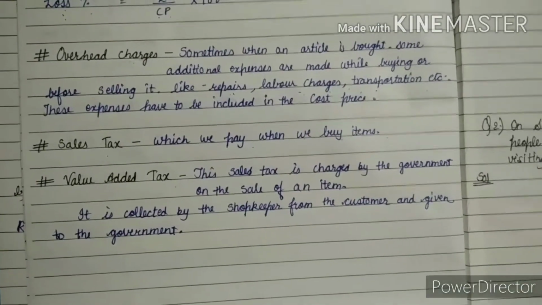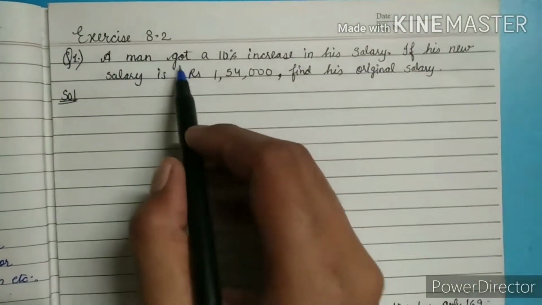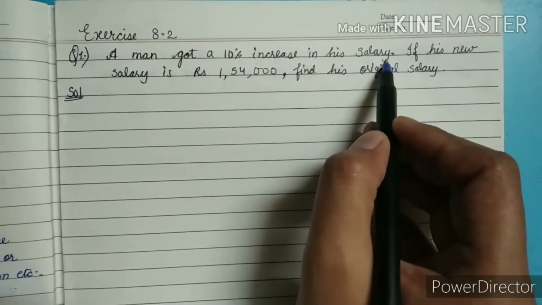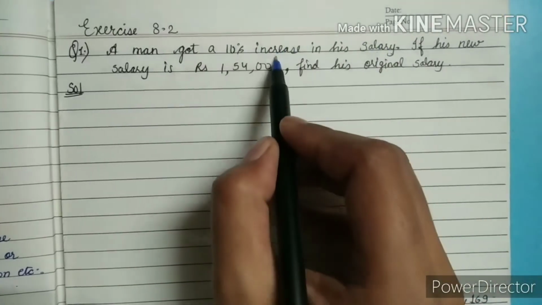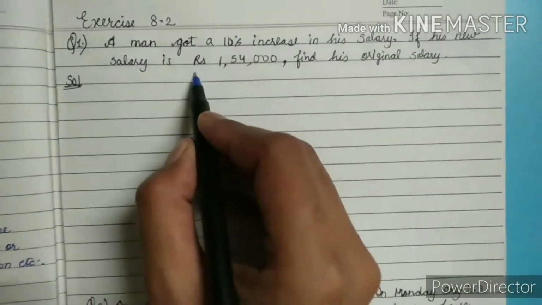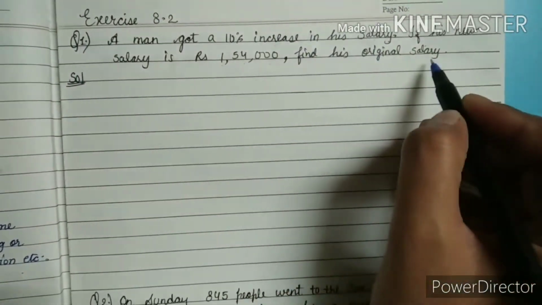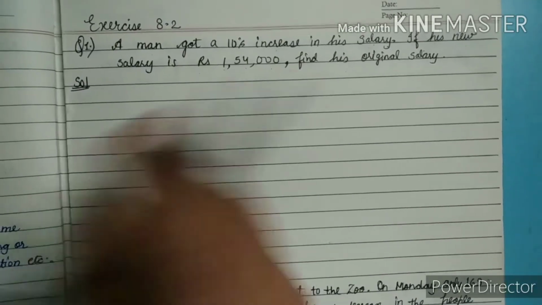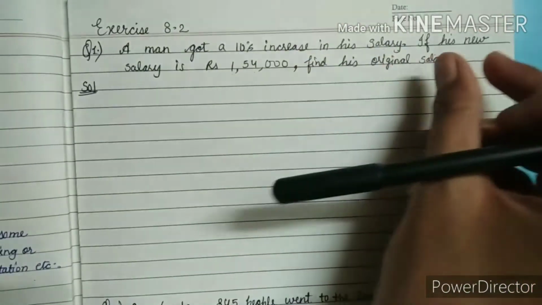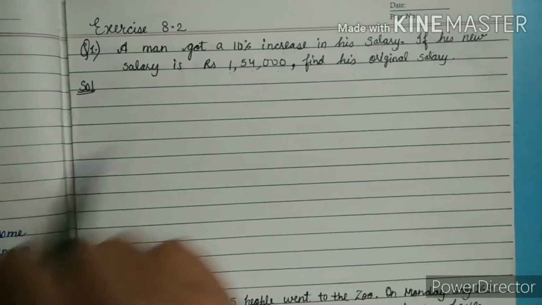So now we will start our exercise. Question number 1: a man got a 10% increase in his salary. So his salary is increased by 10%. If his new salary is rupees 1,54,000, find his original salary. So after the 10% increase, his new salary is 1,54,000 rupees, and we have to find his original salary.